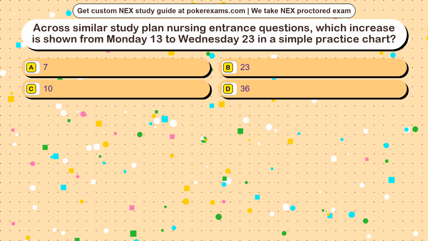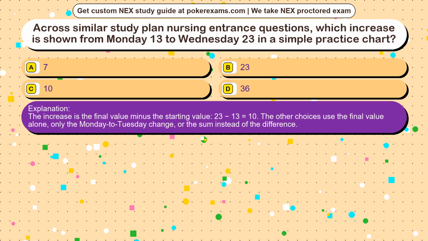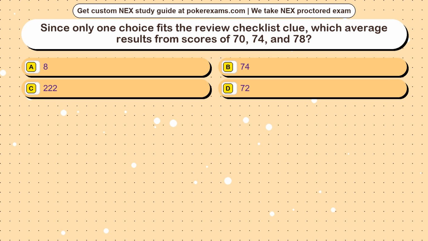The correct answer is option. The increase is the final value minus the starting value, 23 minus 13 equals 10. The other choices use the final value alone, only the Monday to Tuesday change, or the sum instead of the difference.